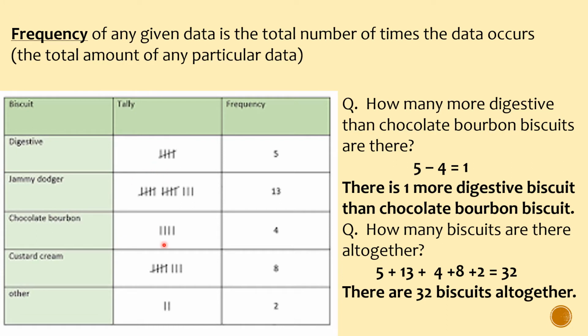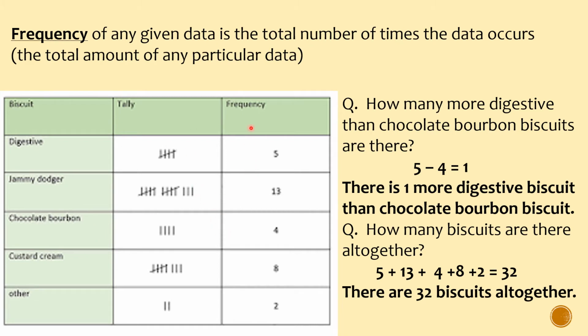Let me just repeat again how to count the tally. You start counting the number of sticks, 1, 2, 3, 4 and this last stick which is slant is also one more number, so 5. 1, 2, 3, 4, 5, 6, 7, 8, 9, 10, 11, 12, 13. That's how you count.